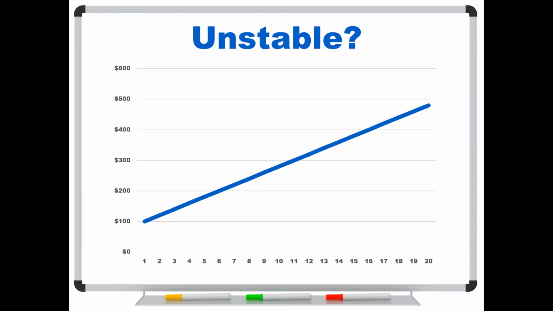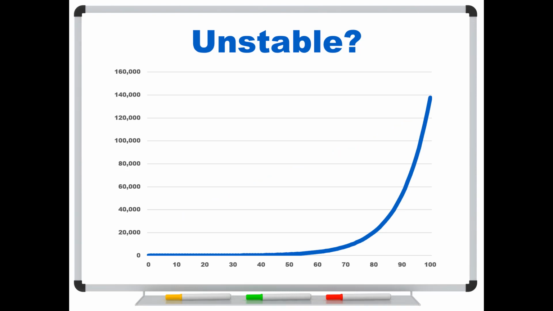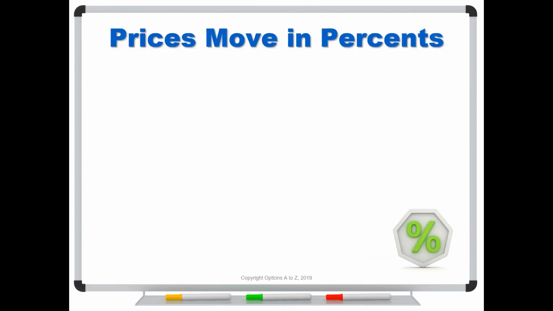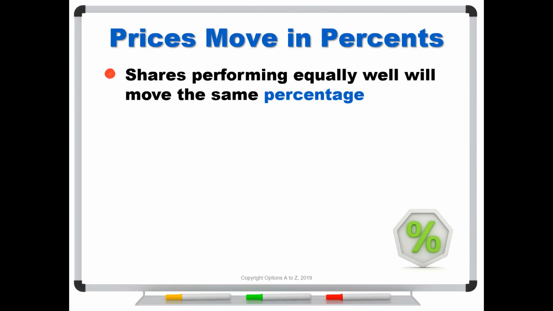Let's go to another hypothetical stock. What about this one? Is this unstable? And they say, oh yeah, this is exactly what I'm talking about with the S&P 500. You can see it was very steady here in the early years and then recently has been shooting off into the stratosphere, and we're definitely going to be due for a major painful correction. Well, these are easy illusions to fall into, and they're simply misperceptions from not understanding that stock prices move in percents. So if we have shares performing equally well, they should all move in the same percentage.